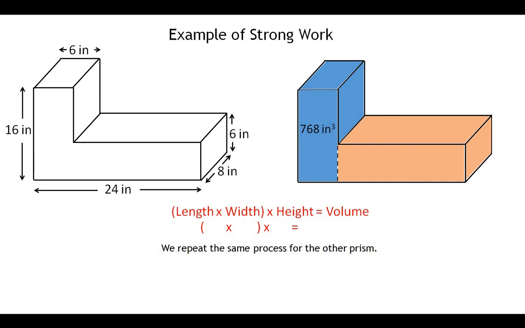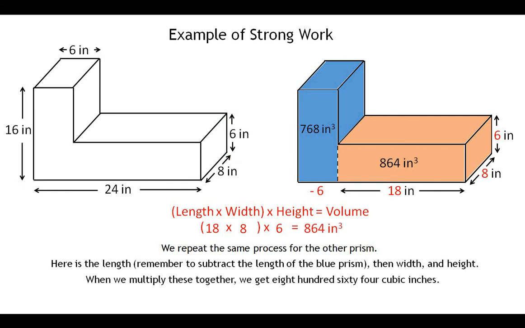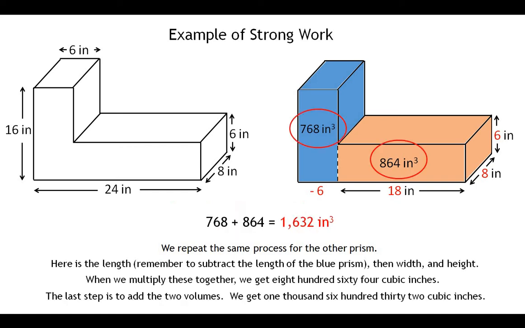We repeat the same process for the other prism. Here is the length. Remember to subtract the length of the blue prism. Then width and height. When we multiply these together, we get 864 cubic inches. The last step is to add the two volumes. We get 1,632 cubic inches.